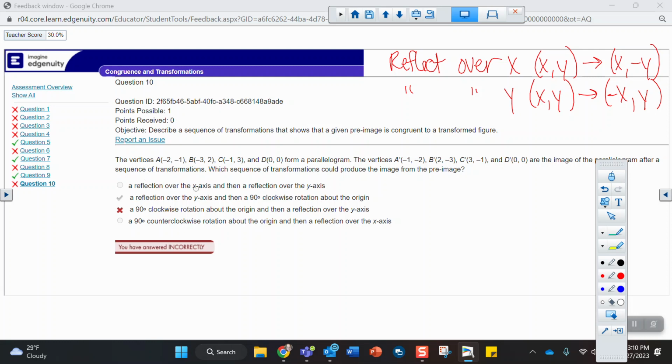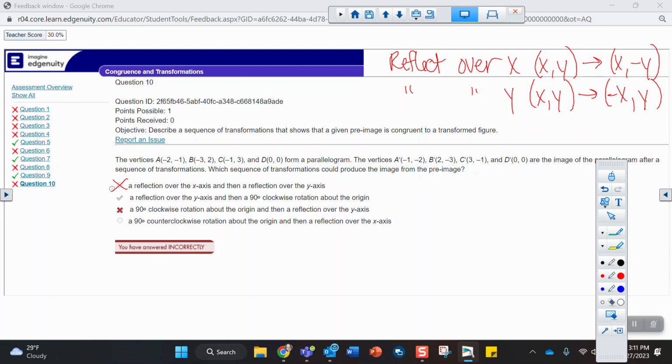So if I reflect over the x and then over the y, the first thing I'm noticing is that the ordered pairs don't ever switch spots, they just change signs. So -2, -1 now becomes -1, -2. That can't be right, because whether I do y first or x first, x and y stay where they are, they just change signs. So it's not the first one.